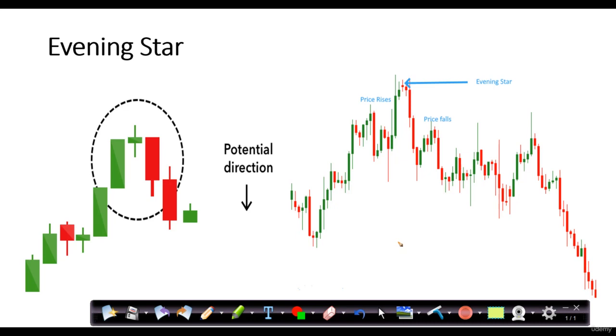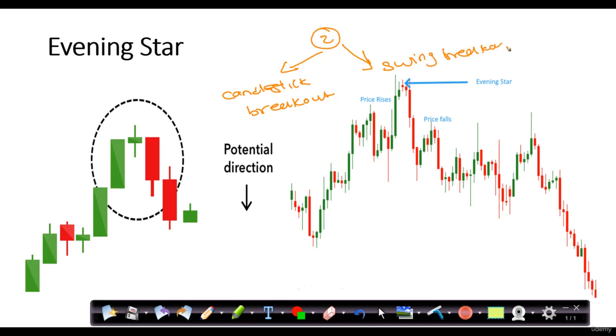Now, how to draw resistance and how to draw support, we are seeing in the next sections, but just bear with me. You will easily get to know how to draw resistance and support, what it means, and how much importance we need to give support and resistance levels. Now in the evening star, again there are two ways to trade. First is the candlestick breakout, as we discussed in the morning star as well. And second is the swing breakout, same as morning star.